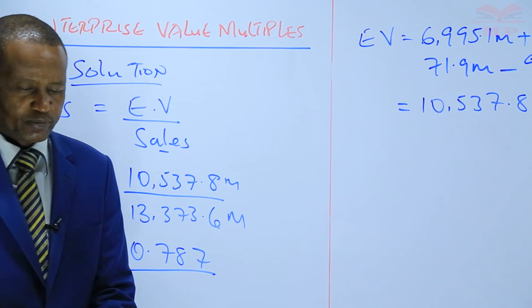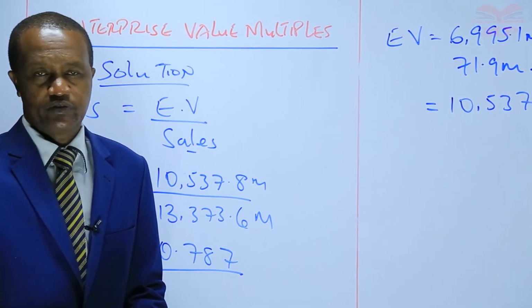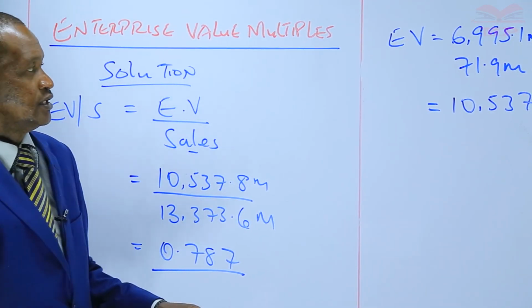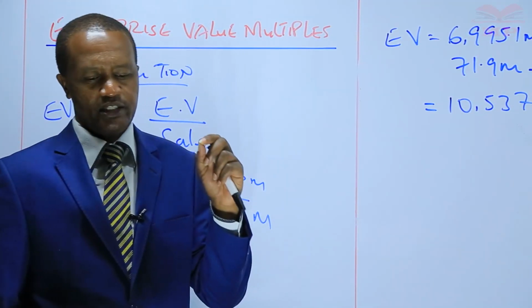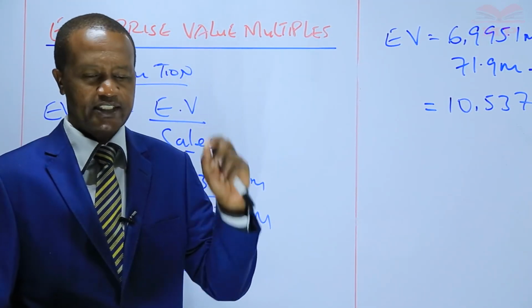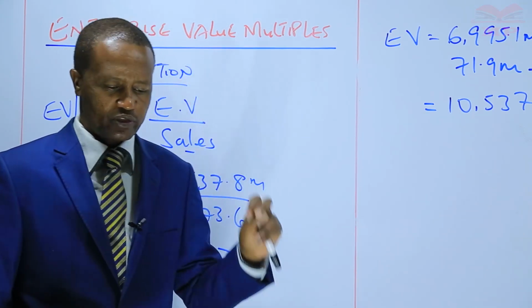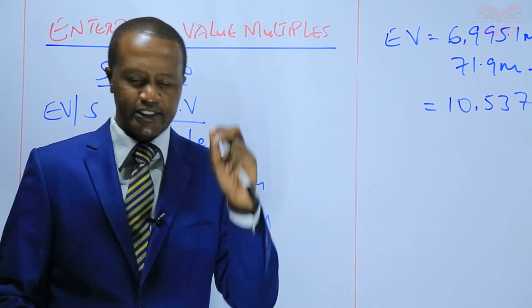Candidates, that will mark the end of today's lesson, where we've just done one illustration, and you can see it's simple. The calculation of enterprise value to sales is simple. You need two variables, the enterprise value and the sales.